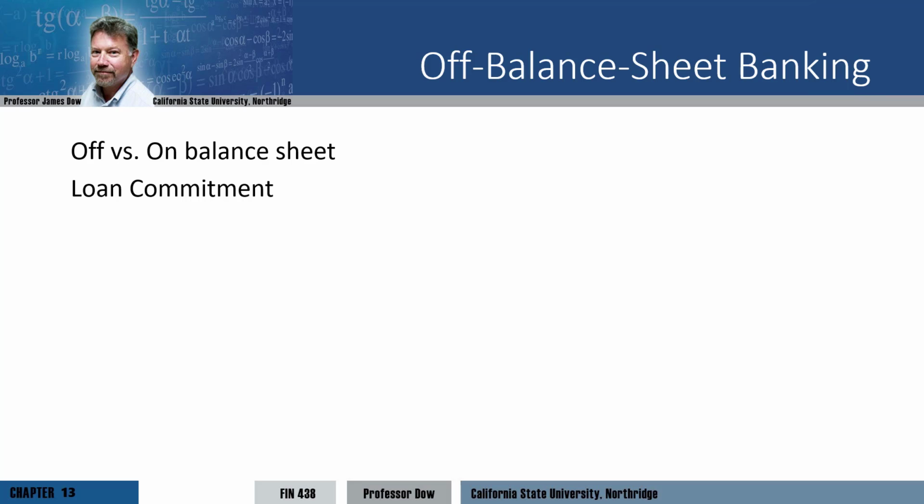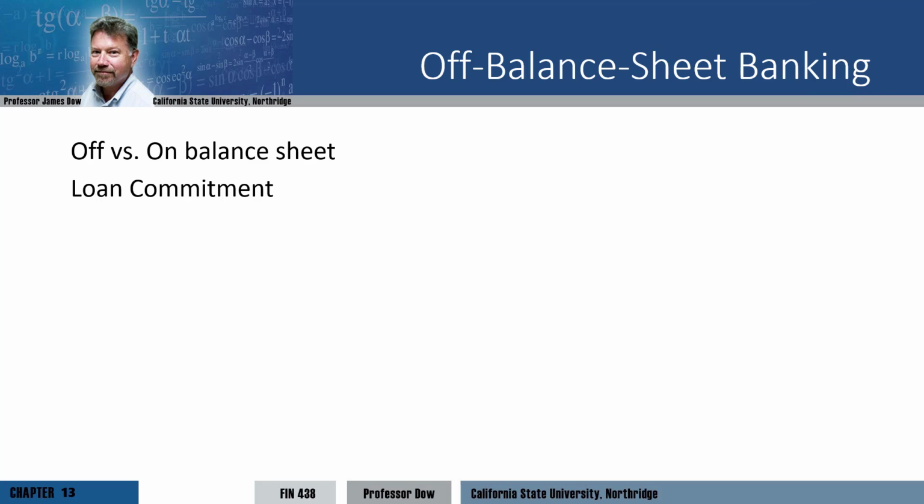A loan commitment is a promise by the bank to lend money if the borrower requests it, subject to various conditions and limits. This option is beneficial for the borrower since they now know the money will be there if they need it, but they won't have to borrow it if they don't need it.